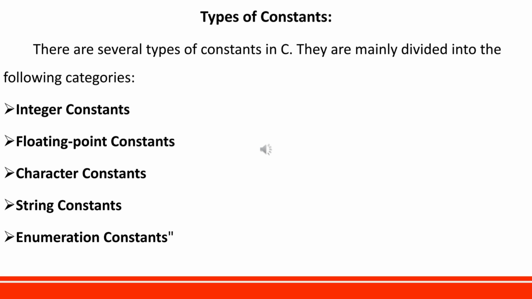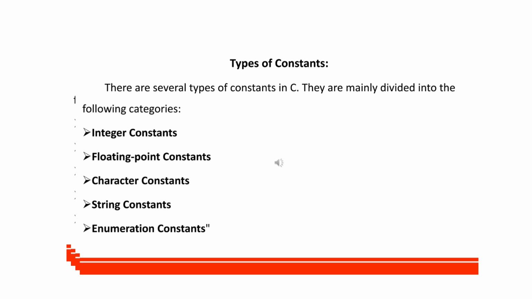Types of constants. There are several types of constants in C. They are mainly divided into the following categories: integer constants, floating point constants, character constants, string constants, enumeration constants. Integer constants. Integer constants are whole numbers without any decimal points. For example, 10, minus 50, 0, and so on. They can be written in decimal, octal, or hexadecimal form.